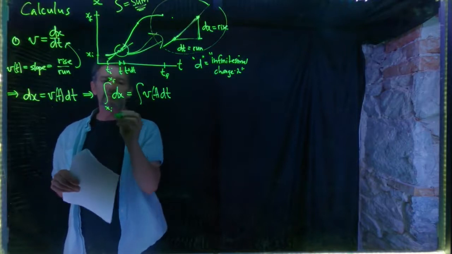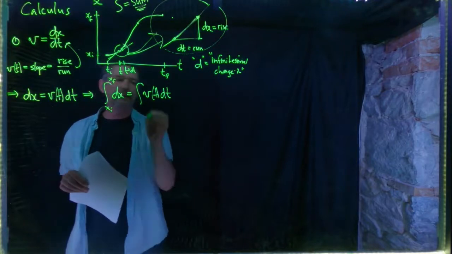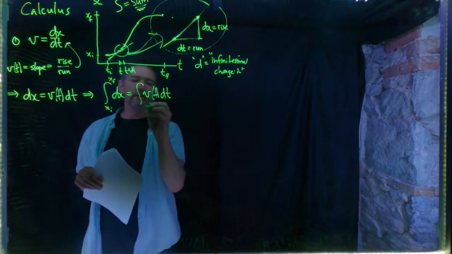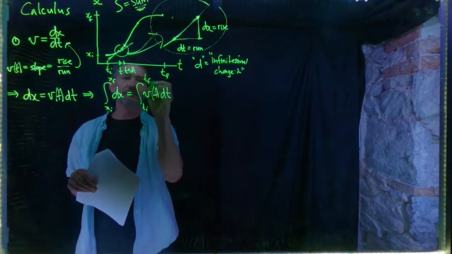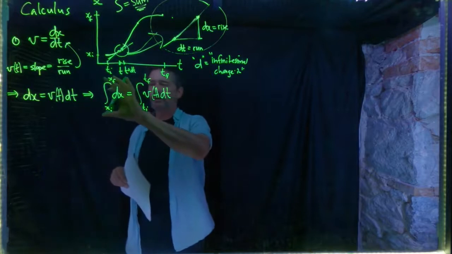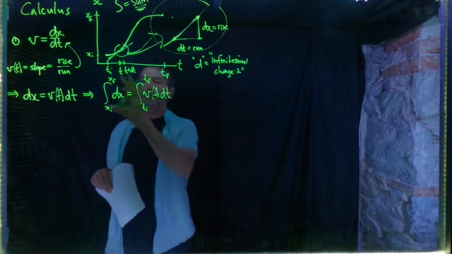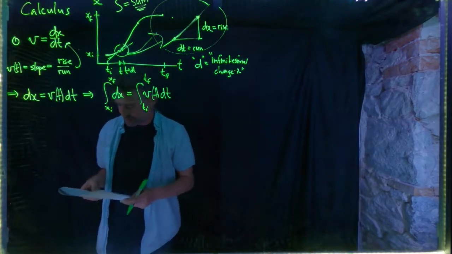These are the limits of the integral from x initial to x final. And the limits here are time, from t initial to t final. Okay, so what we're going to do is, this is an integral, and we're going to talk a little bit about what those integrals mean.